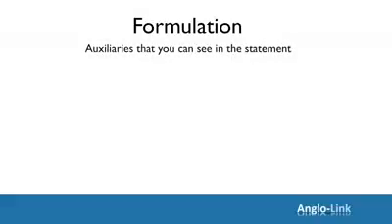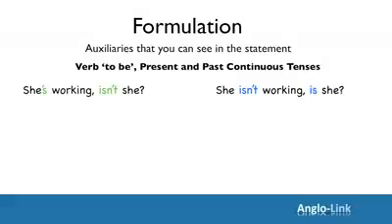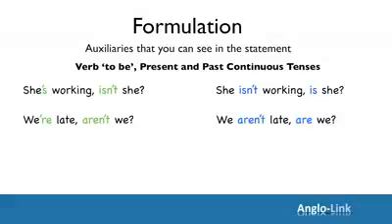So let's look at the formulation of question tags for statements where you can see the auxiliary in the positive statement. The first group is the verb to be and the present and past continuous tenses. She's working, isn't she? Or the negative statement, she isn't working, is she? We're late, aren't we? We aren't late, are we?